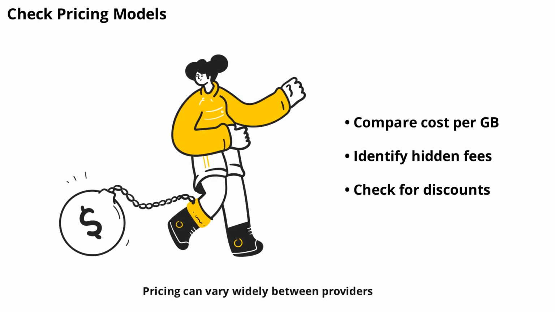Pricing can vary widely between providers, so it's important to understand each provider's pricing model. Look for transparent pricing and pay attention to hidden costs like data transfer fees, API calls, or overage charges. Compare the cost per gigabyte as well as any discounts for annual commitments or larger storage volumes. This step will help you avoid surprises and ensure you're getting the best value for your needs.